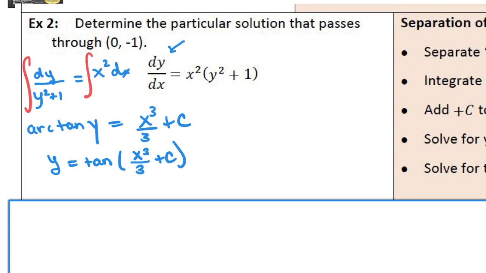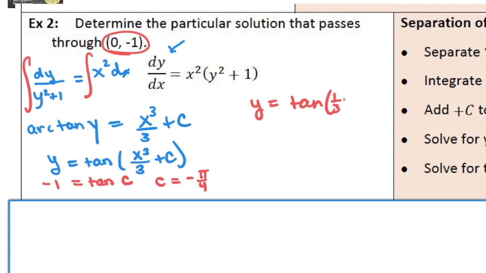But specifically, we are looking for the equation running through 0, -1. So we're going to substitute. -1 equals the tangent of c. All right, so if that happens, we know that c must be equal to -pi/4 in order to make this true. So our particular solution is y equals the tangent of 1/3 x cubed minus pi/4.